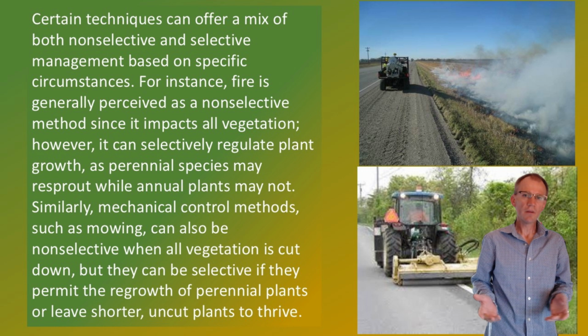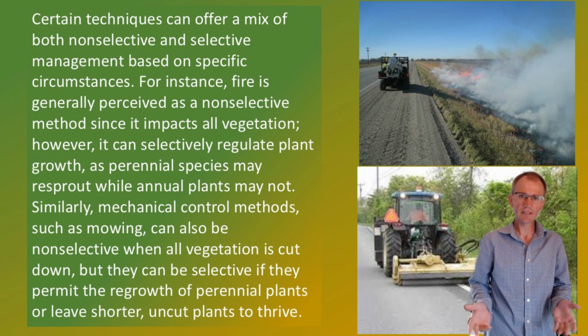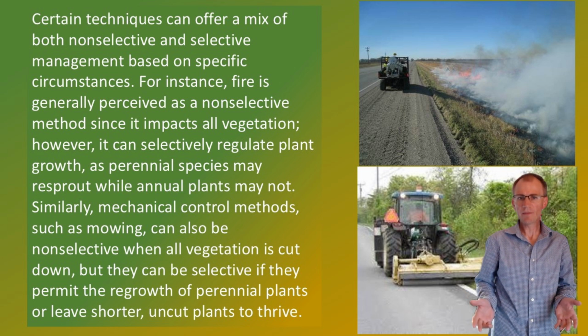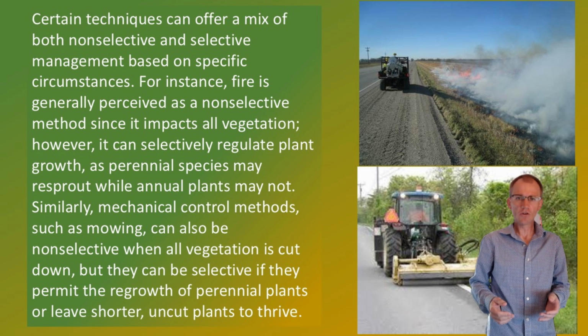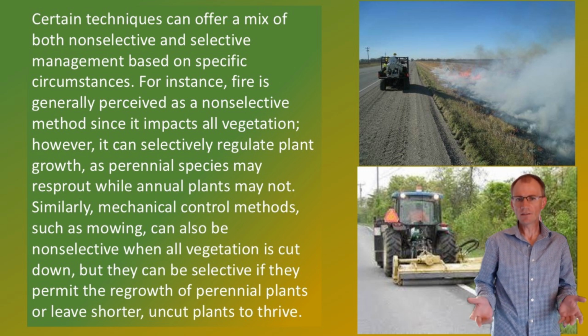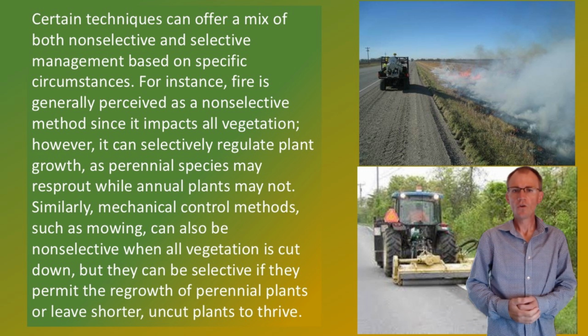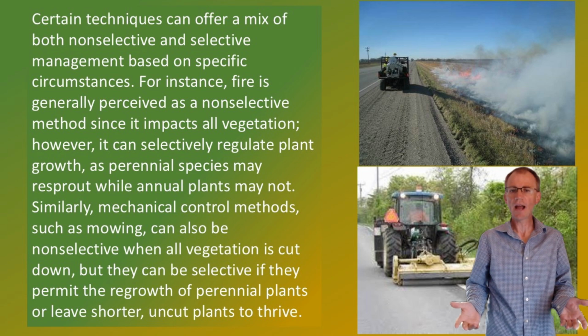Certain techniques can offer a mix of both non-selective and selective management based on specific circumstances. For instance, fire is generally perceived as a non-selective method since it impacts all vegetation. However, it can selectively regulate plant growth, as perennial species may re-sprout while annual plants may not. Similarly, mechanical control methods such as mowing can also be non-selective when all vegetation is cut down, but they can be selective if they permit the regrowth of perennial plants or leave shorter, uncut plants to thrive.